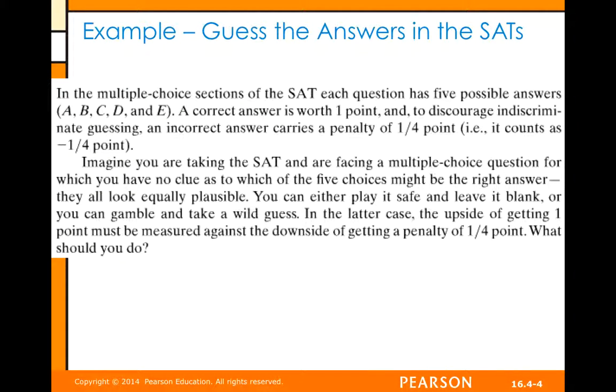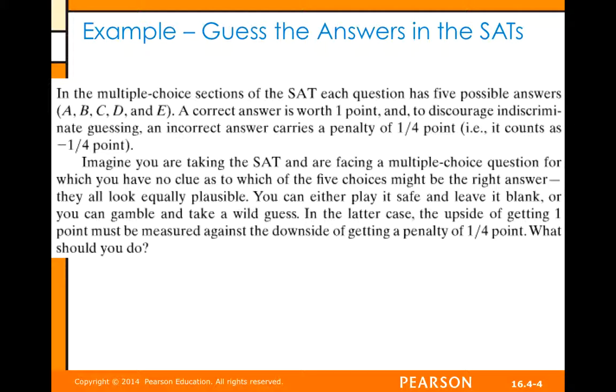Okay, I think that most of you probably took the ACT. I am from Texas, so I took the SAT. So this is very familiar to me. I don't know how familiar it is to you. But just in case you don't know, in the multiple choice sections of the SAT, each question has 5 possible answers, A through E. A correct answer is worth 1 point, and to discourage guessing, an incorrect answer carries a penalty of 1/4 of a point. So if you get a wrong answer, you will lose 1/4 of a point. So that means that if you miss 4 questions, you've now lost a full point.